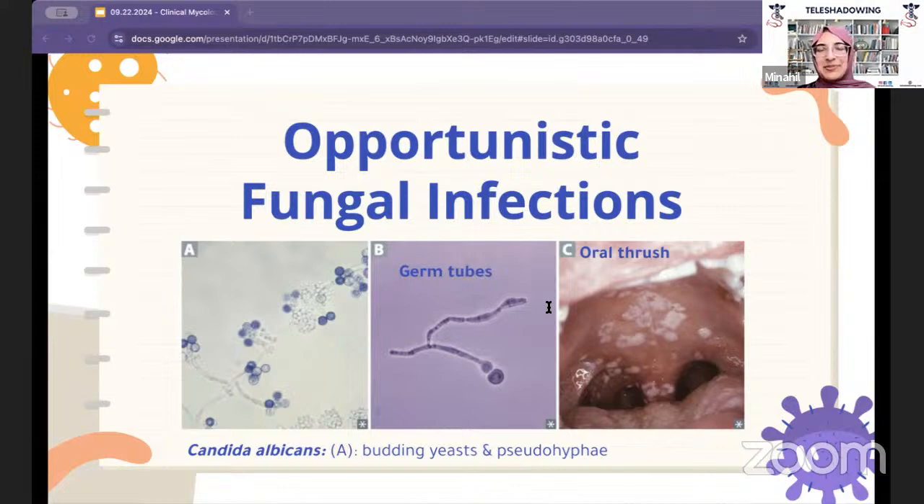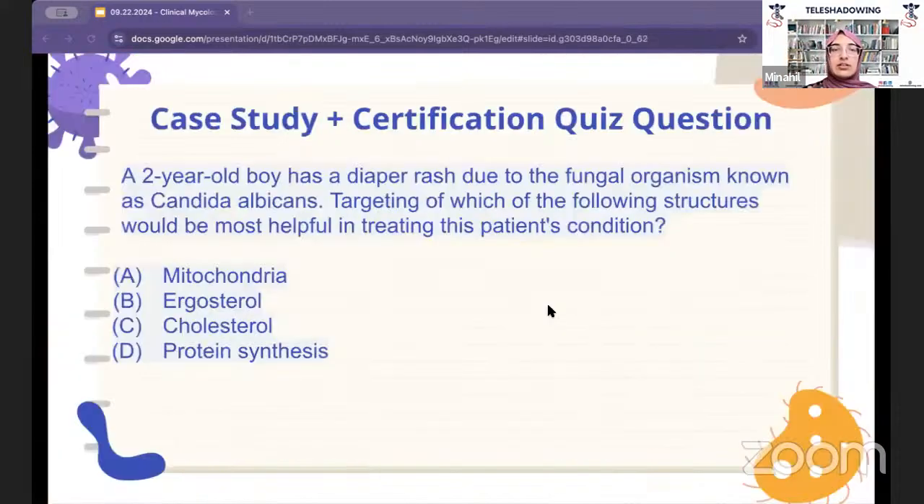And there are many other examples of opportunistic fungal infections as well, like Aspergillus, Cryptococcus. There's also Rhizopus, but for purposes of time, I just wanted to focus on one example of an opportunistic fungal infection. So here is another case study, and it's the same question that you'll see on the certification quiz, so make sure you're paying attention.